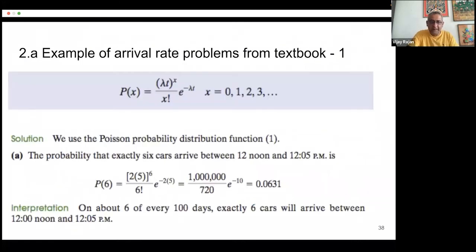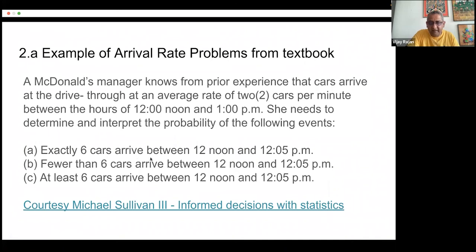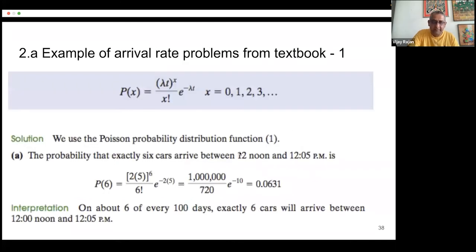So you replace the values in the formula of the Poisson process. And if you look at the first example, exactly 6 cars arrive between 12 noon and 12:05 with an expected rate of 2 cars per minute. So in these 5 minutes, you would expect 10 cars with highest probability. What's the probability that exactly 6 cars arrive? And you replace it and you get: on about 6 of every 100 days, exactly 6 cars will arrive between 12 noon and 12:05, right? Our expected value would have been 10 because that's the most likely value in the range of values at a rate of 2 cars per minute.